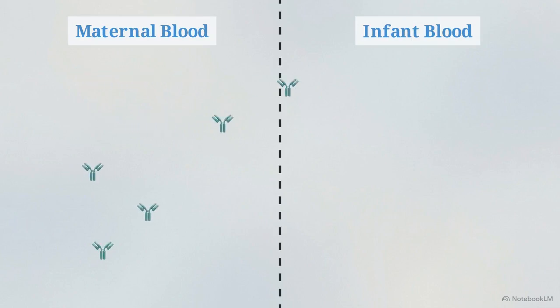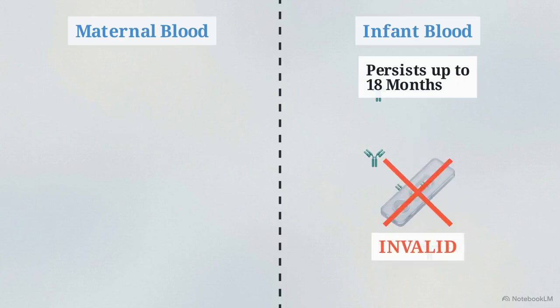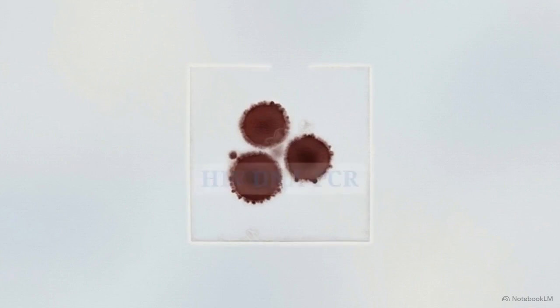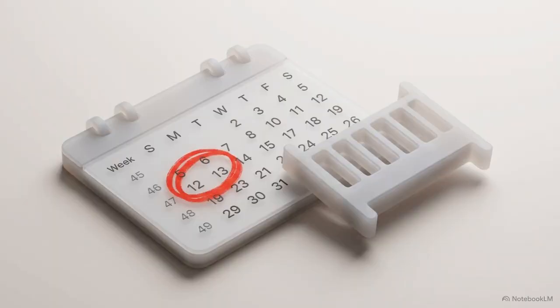Maternal anti-HIV IgG antibodies actively cross the placenta into the fetal bloodstream, persisting up to 18 months. This renders standard antibody tests invalid. The workaround requires a direct molecular approach, an HIV DNA PCR test on dried blood spots. This specific DNA PCR testing protocol must be initiated exactly when the infant reaches 6 weeks of age.